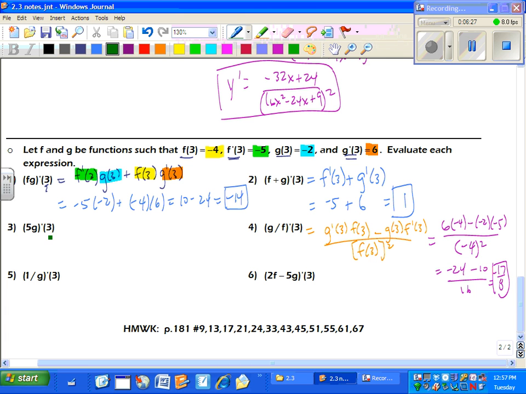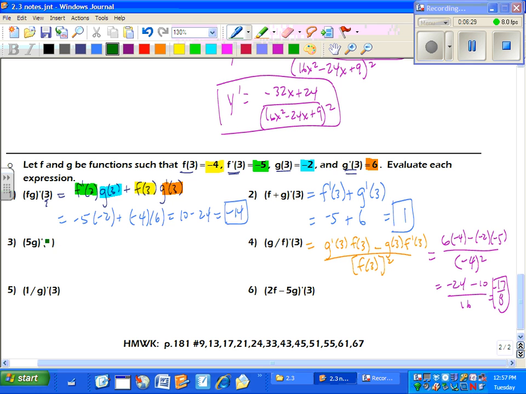If we go back to number 3 here, we have a constant times g. We're taking the derivative of that. Remember, that's just the constant times the derivative of g at 3. The constant we just leave out in front and multiply it by the derivative. It's one of the rules we talked about earlier. So we have 5 times the derivative of g at 3, which is 6, which gives us 30. You do the same thing basically for 6, except we have the subtraction. So 2 times the derivative of f at 3 minus 5 times the derivative of g at 3.